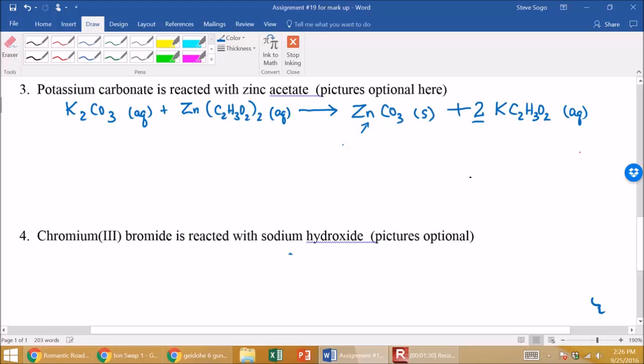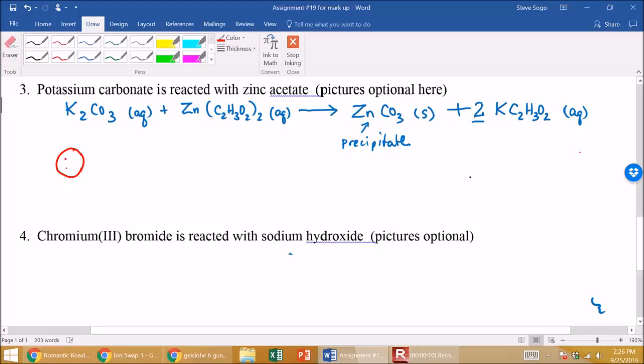The precipitate is here. The insoluble salt, zinc carbonate, is the precipitate. So if you have this, you have the skill to do these equations correctly. I will show you how to get this if you said, I need some help. Here's how I got to this equation.